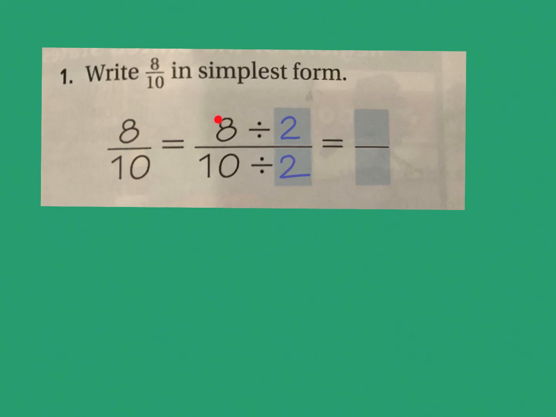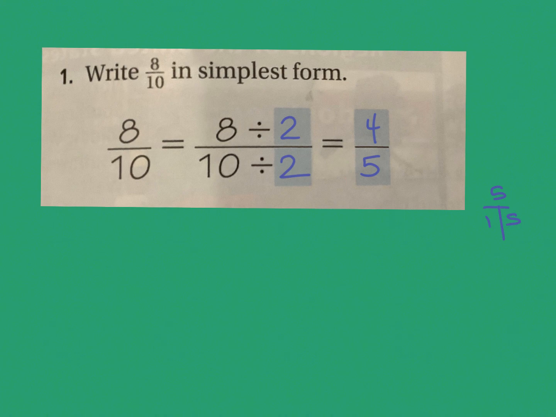8 divided by 2 is 4, and 10 divided by 2 is 5. And that is going to be it, because there's nothing other than 1 that can divide evenly into 4 and 5 both, right? 5's prime anyway, so there's nothing other than 1 and 5 that's divisible into both, and 5 isn't divisible into 4, so I'm stuck. So 2 was the only number that divided evenly into both of them. This is the most reduced form.